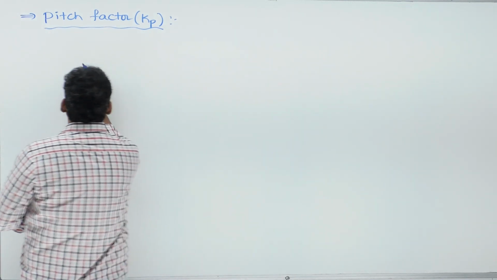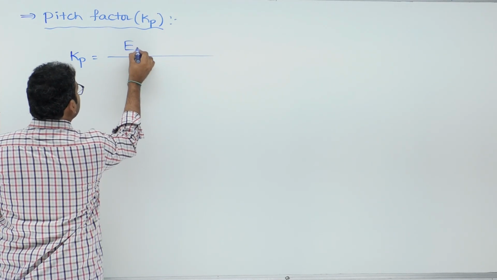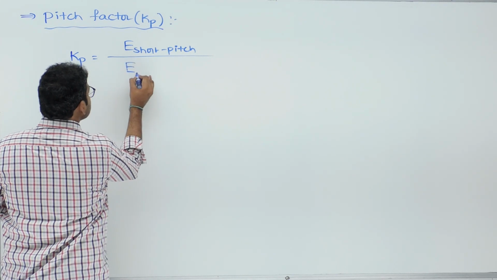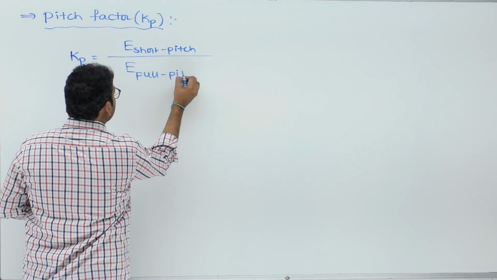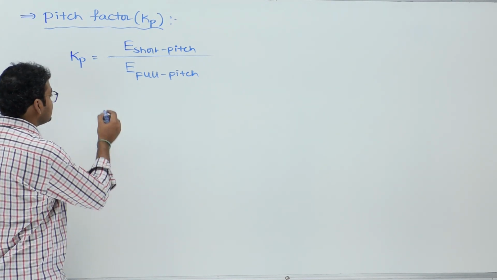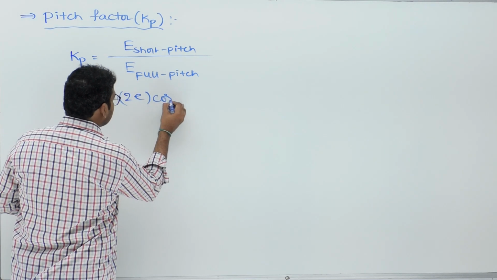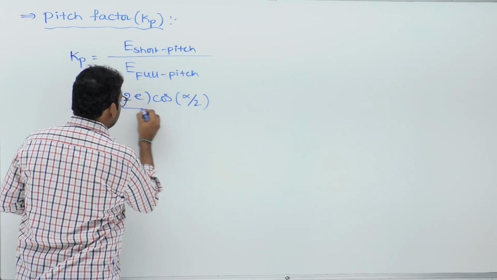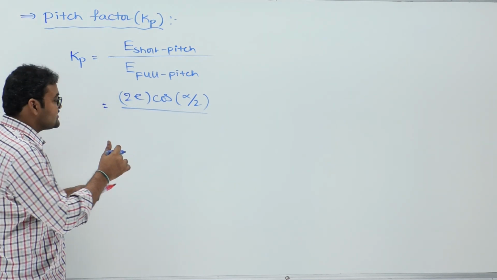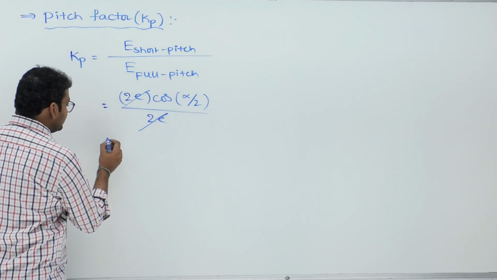Okay. So let me write here. Pitch factor is the ratio between a short pitch coil voltage to full pitch coil voltage. That's all. We just calculated the formula for short pitch coil voltage. Yes, that is the vectorial summation. We got the equation 2E into cos alpha by 2. And what is the voltage of a full pitch coil? It is the algebraic summation, full pitch coil voltage is equal to 2E. So ultimately 2E will cancel.